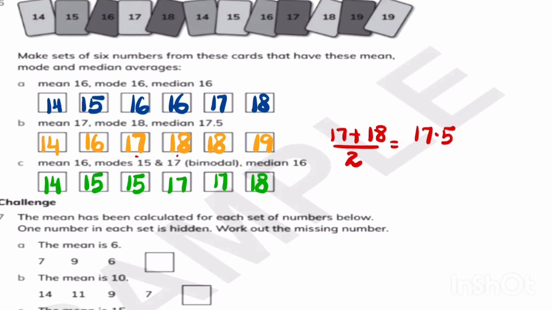In part C, 15 and 17 bimodal. Bimodal means the statement has 2 modes, 2 repeating numbers, which are 15 and 17. So we will write 15 twice and 17 twice. And because the median is 16, we have to write median 1 as 15 and median 2 as 17. So we can get 16 as our median. 15 plus 17 divided by 2 will be 16.